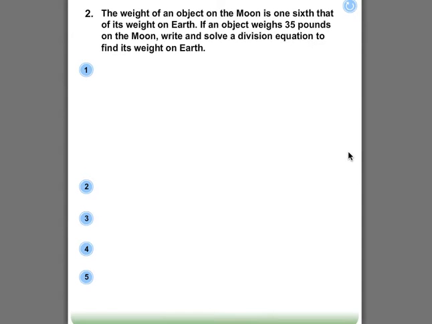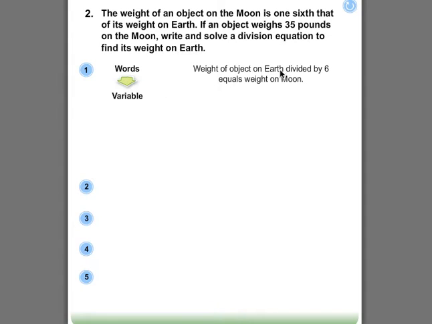Okay, the weight of an object on the moon is 1/6 of its weight on Earth. Ugh, can you imagine how skinny we'd all be on the moon? If an object weighs 35 pounds on the moon, write and solve a division equation to find its weight on Earth. Okay, first we're going to start with our words.